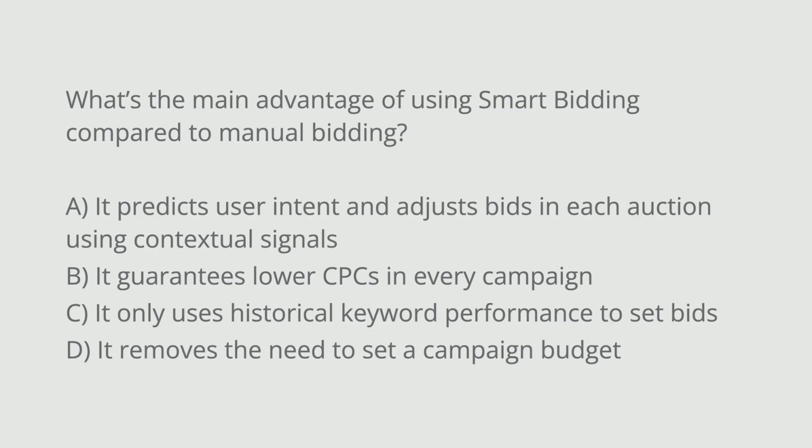The first question is, what's the main advantage of using smart bidding compared to manual bidding? Is the answer A, it predicts user intent and adjusts bids in each auction using contextual signals? B, it guarantees lower CPCs in every campaign? C, it only uses historical keyword performance to set bids? Or D, it removes the need to set a campaign budget? What do you think is the correct answer? The correct answer is A, it predicts user intent and adjusts bids in each auction using contextual signals.